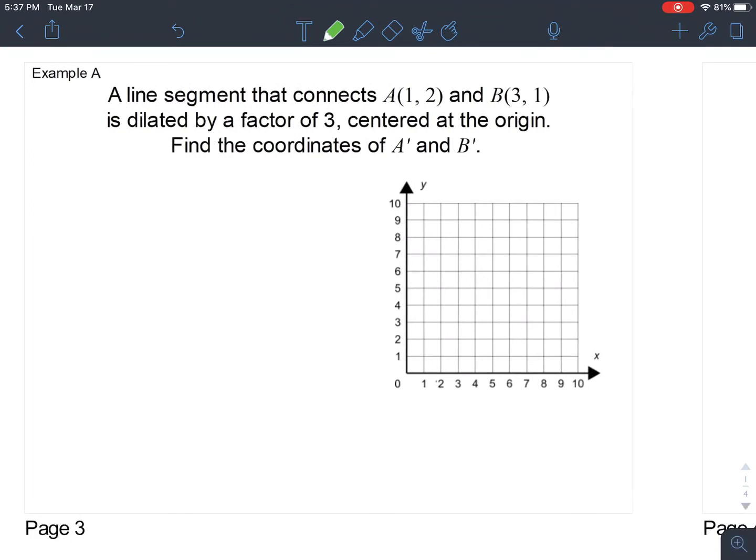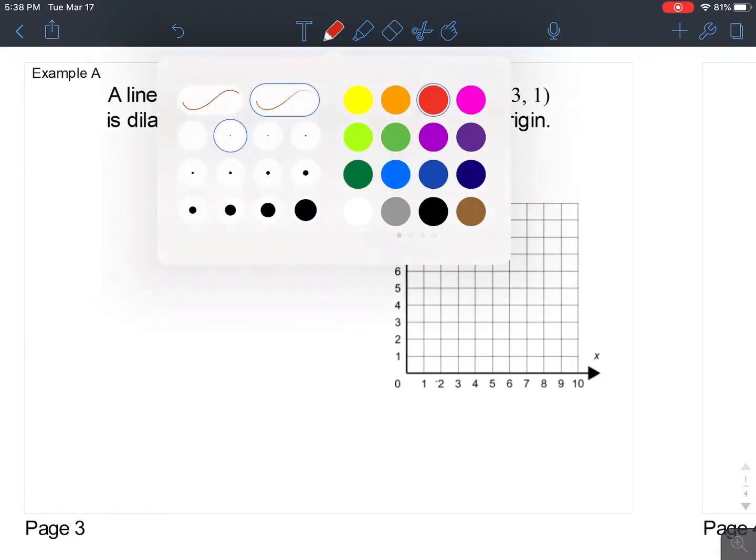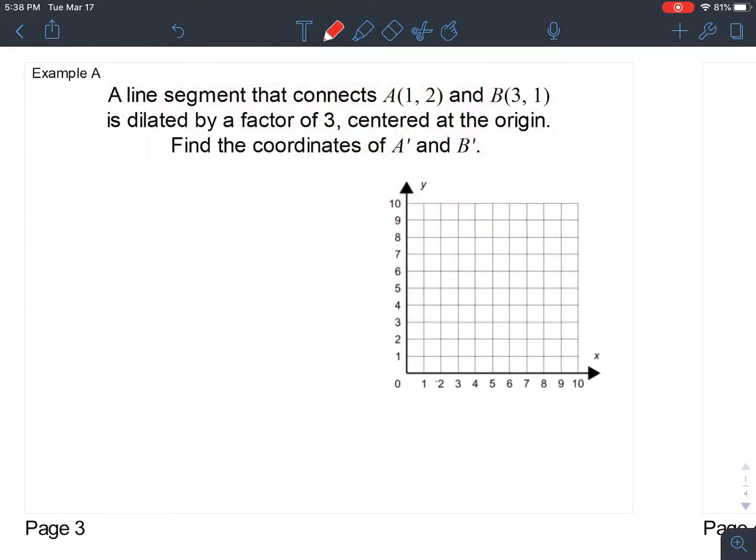So in this first example, we are going to take a line segment that connects the points A and B, and we are going to dilate that by a factor of 3 centered at the origin. So we should go ahead and make our points. There is point A, and then there is point B. I'm going to go ahead and label them as well. And it's supposed to be a segment connecting the two. So like that.